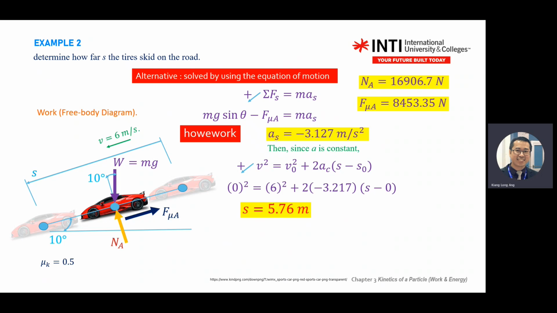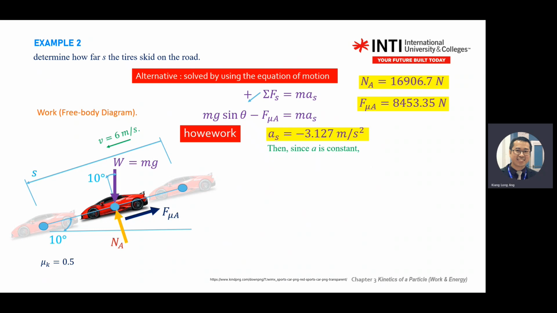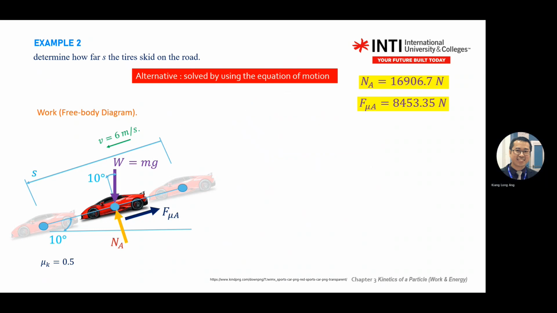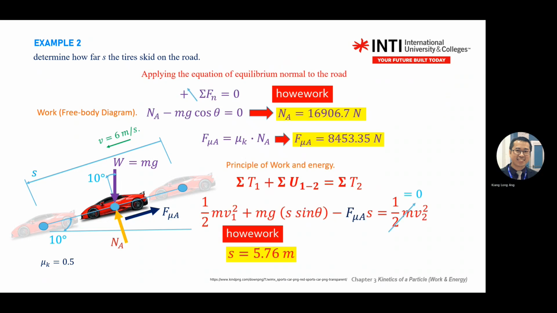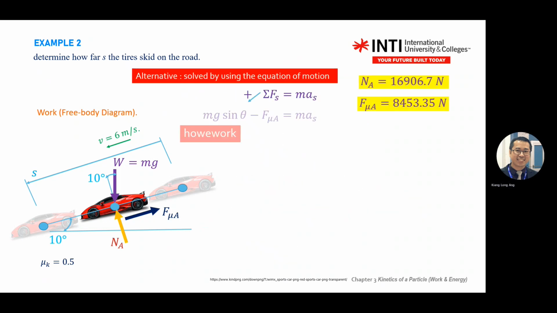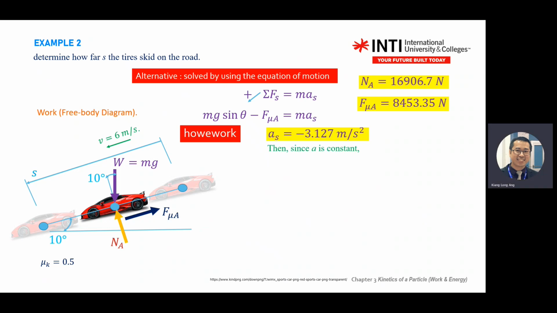Both give you the same answer, depending on the instruction from the question. If the question does not mention anything about the principle, you use the equation of motion. If the question asks you to use the principle of energy and work, then you need to use this equation, work equal to the change of kinetic energy. All right. Makes sense, huh?